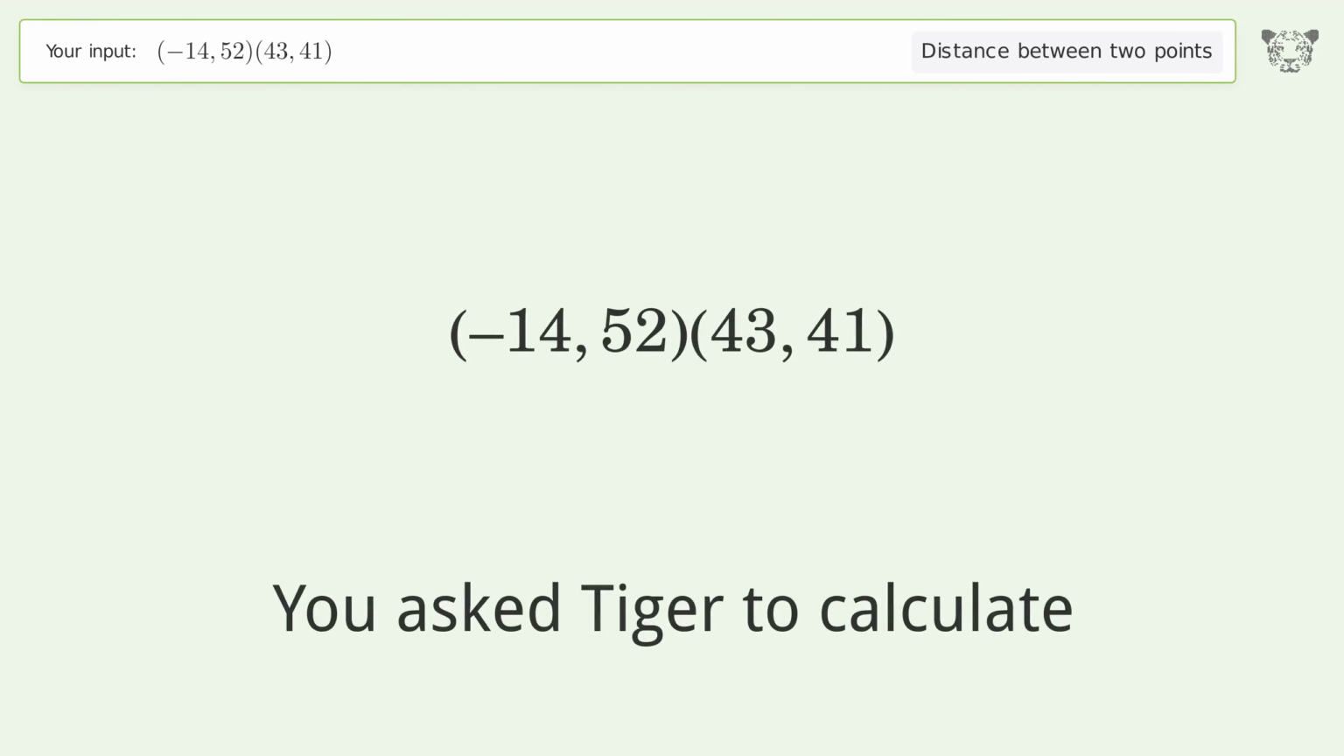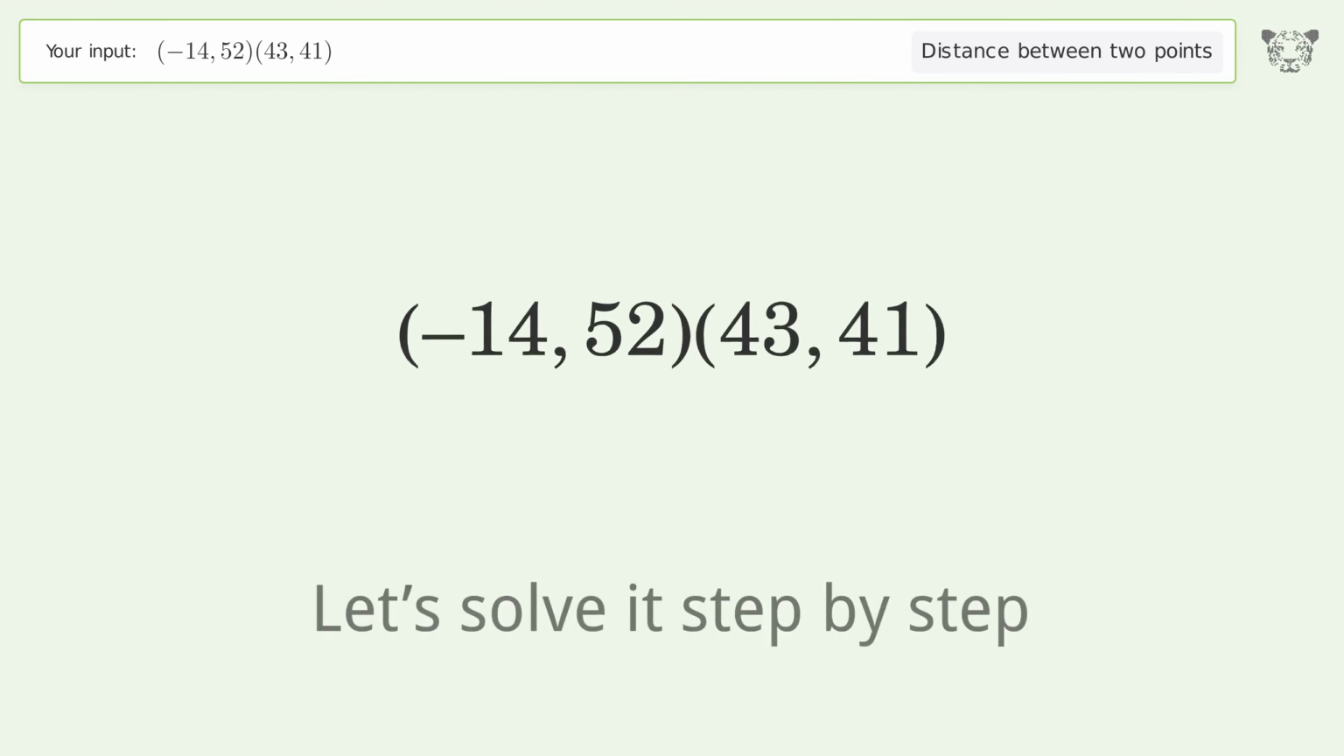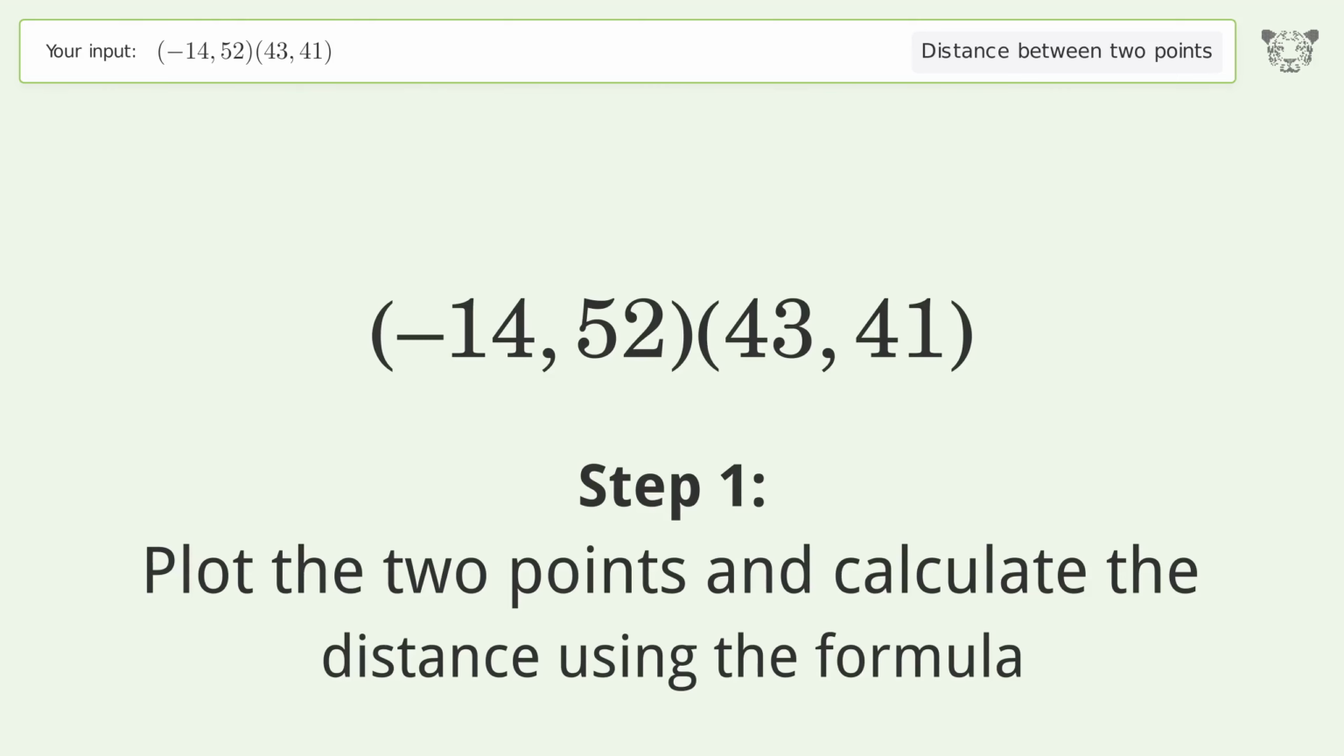You ask Tiger to calculate. This deals with the distance between 2 points. The distance between the 2 points is the square root of 3,370, or 58.052. Let's solve it step by step. Plot the 2 points and calculate the distance using the formula.